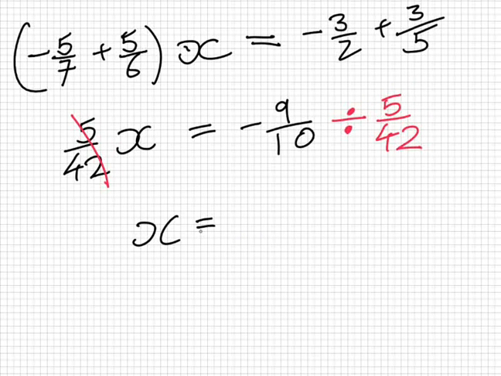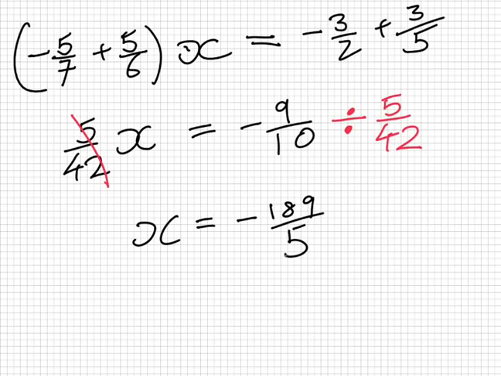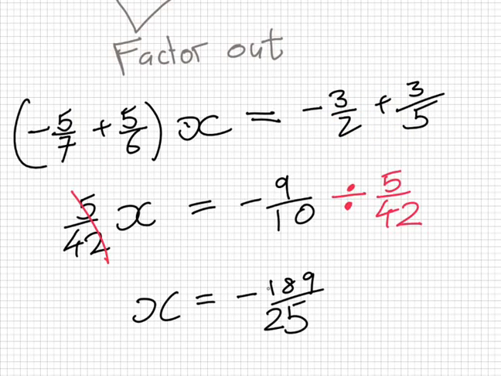So what have we got here? Minus 189 over 5, yeah? Over 25, yeah? Okay. So that's the answer for that one there. But I said there's two ways to do it. Okay, so I'll do it the other way now. I'll just give you a minute to write that down.